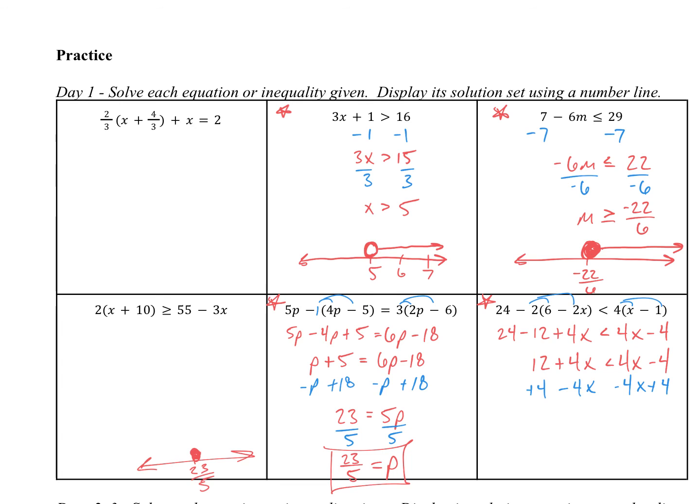And what's going to happen is I'm going to have a 16 on this side, but I'll have a 0 on this side. And this is just a statement that's not true. 16 is not less than 0. There are no variables in this statement at all. This can never be true. So in this situation, we have no solution. There's no solution to this.